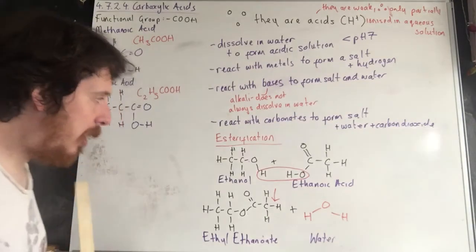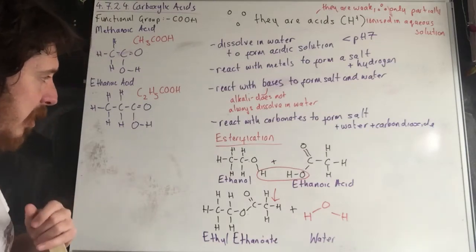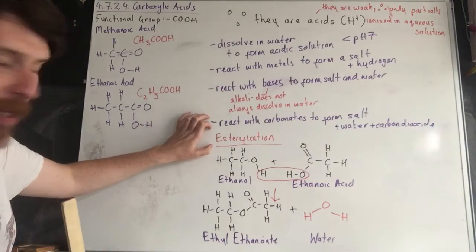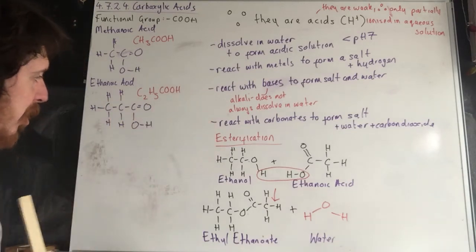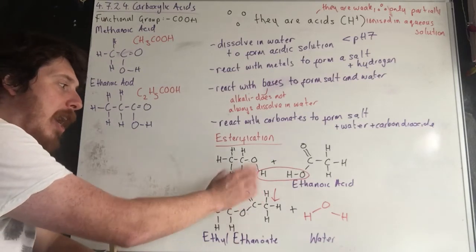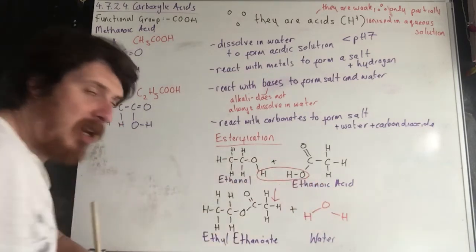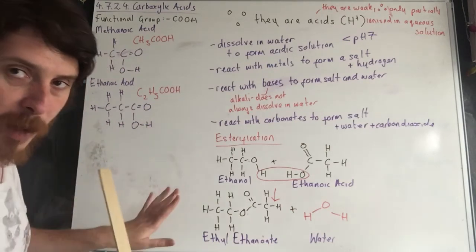The one thing that stands out for me on the carboxylic acid part of the specification is you need to know one example of esterification, and there's only one esterification example they can ask you. This is when you combine an alcohol with a carboxylic acid. This is the one example you need to know. You don't need to know any others.